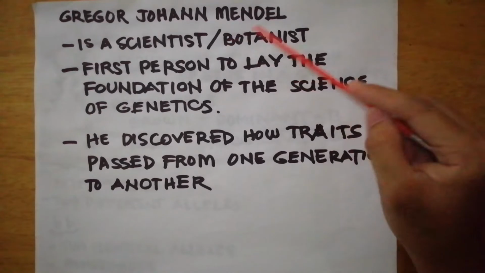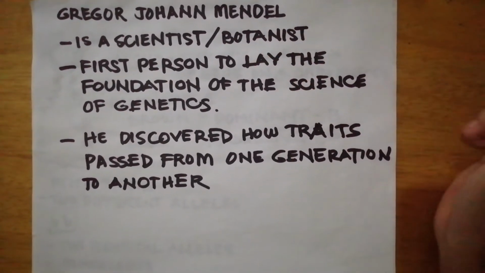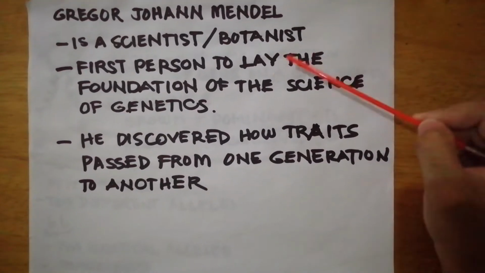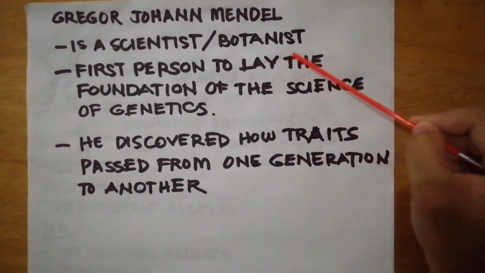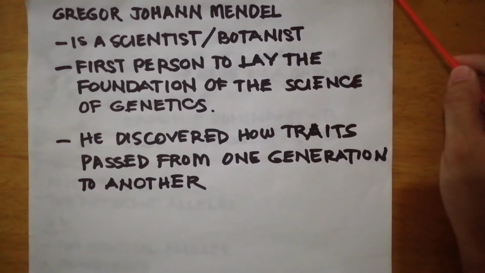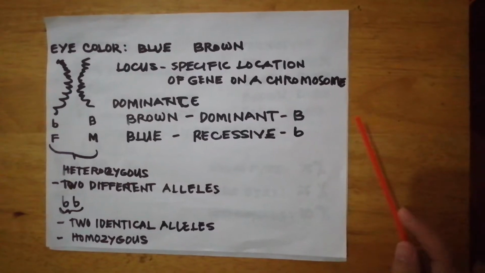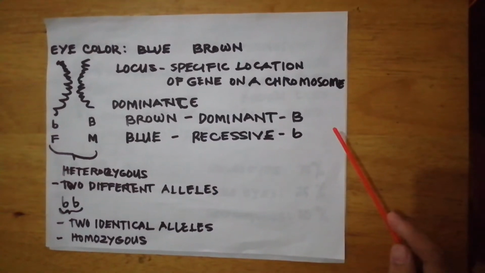He is a scientist and/or a botanist. He is also a monk, based on what I have read. He is the first person to lay the foundation of the science of genetics. So just like what I have said earlier, I'll give some examples to explain this.